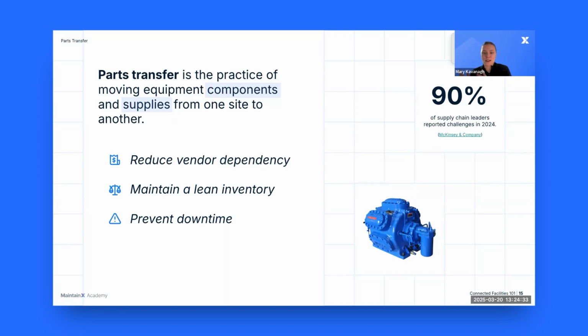Now, this is a statistic that we have used before, but I like it. 90% of supply chain leaders reported challenges in 2024. It's almost across the board, right? When we speak to each other, my customers and I, supply chain is difficult. Let's maximize what we have in-house through this suite of features to make sure we can sidestep that as much as possible and effectively manage our inventories.